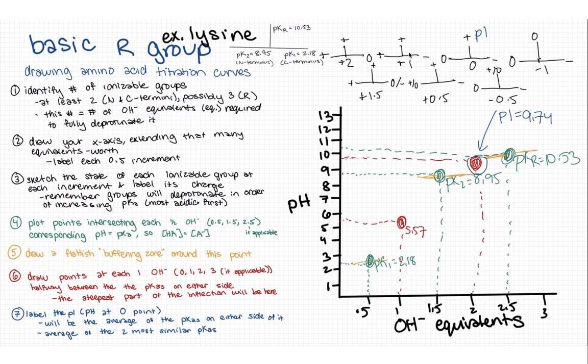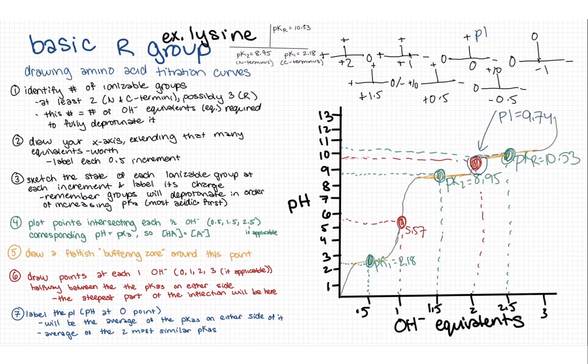Now all that's left to do is actually sketch our curve. So we can unite those buffering lines, the buffering region, with a steep line through that inflection point. And then you have your buffering region, another steep inflection point, and your buffering region, and then another steep inflection point. And this would be how you would draw a titration curve for something like lysine.